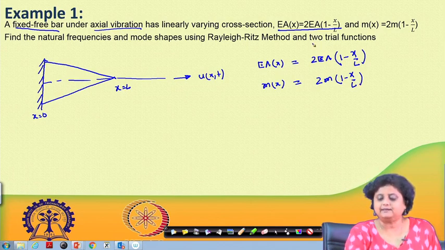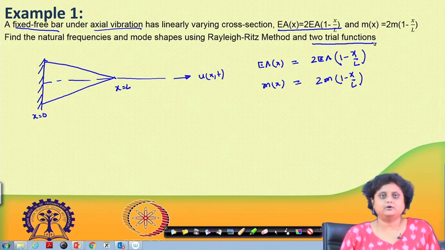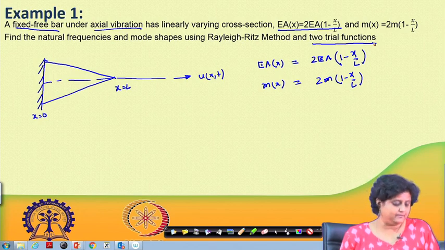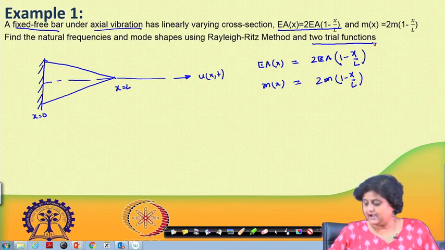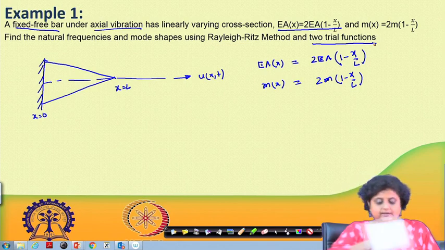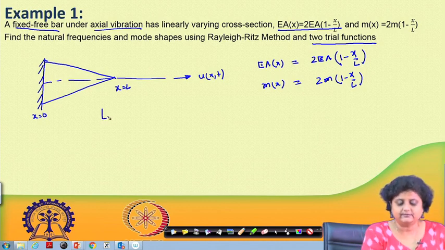And it has been said that we can use only 2 trial functions. This is the requirement of the problem, but we are free to choose any number of trial functions. The more the trial functions, the better the solution, but also the more computationally difficult it becomes. So, now let us see how we are going to solve the problem. Let us see what the trial functions are going to be. So, let us assume the trial functions.